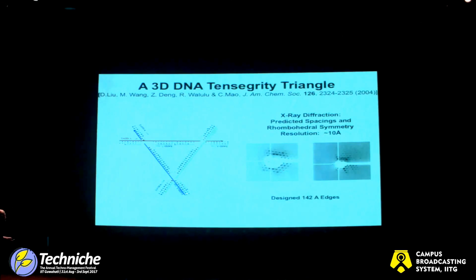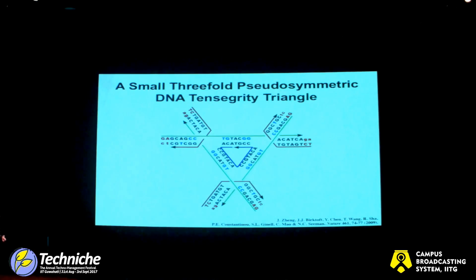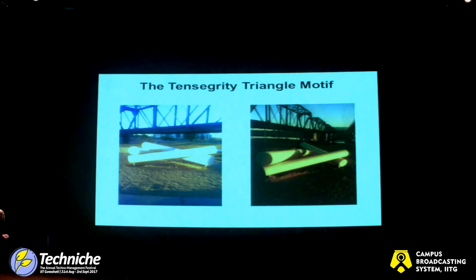And so here he's got an over-under, over-under, over-under motif. This gives us in the diffraction pattern the predicted rhombohedral symmetry, gives us the right lengths of edges, spacings for the dots, but the resolution is not so good, about 10 angstroms. So Jianping Zheng in my lab figured out that if we shorten this thing down to 2 turns, and also symmetrized it so that AG here and AG here and AG there would in fact give us a better crystal, and indeed it did.